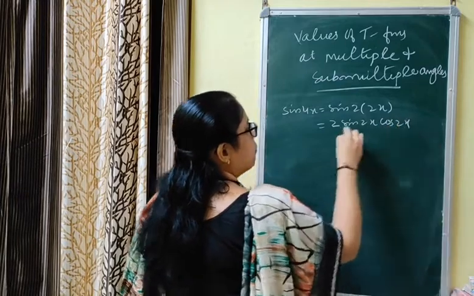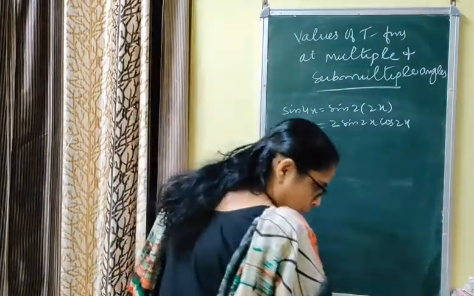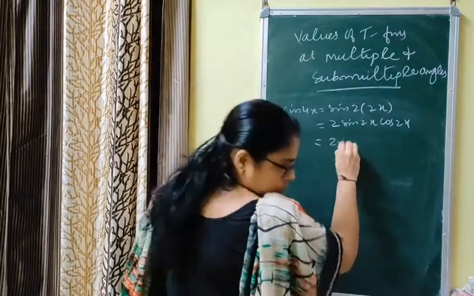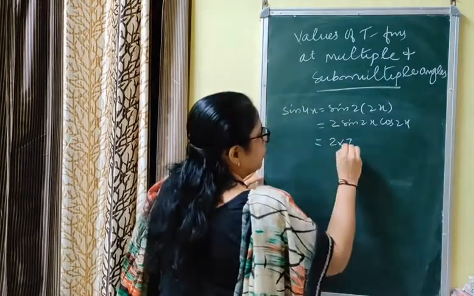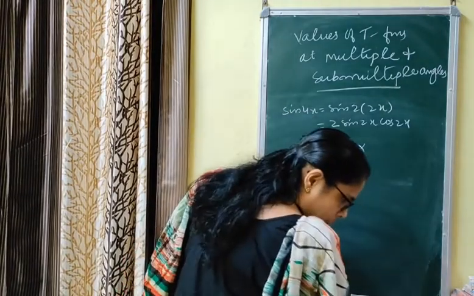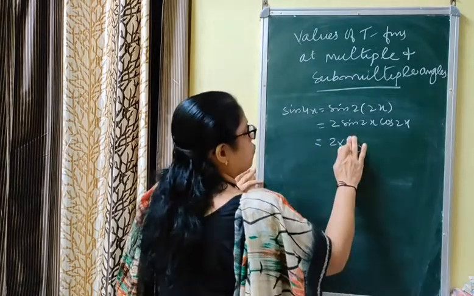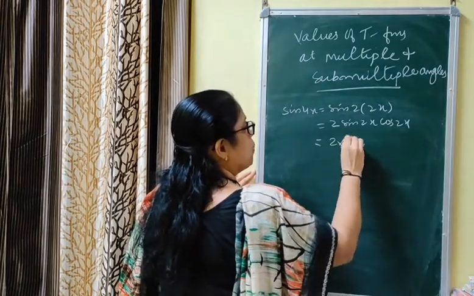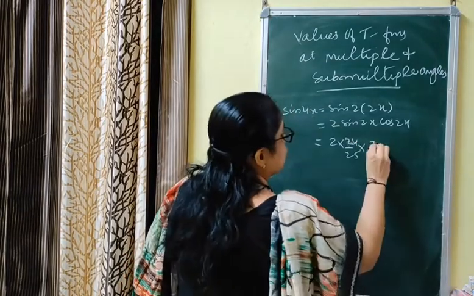Why are we using this formula? We found the value of sin 2x and cos 2x in the previous steps. What is the value of sin 2x? We found sin 2x as 24 by 25, and cos 2x as 7 by 25. That is 2 into 24 by 25 into 7 by 25.